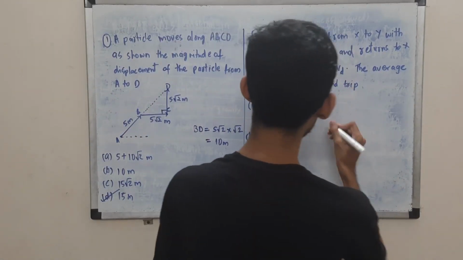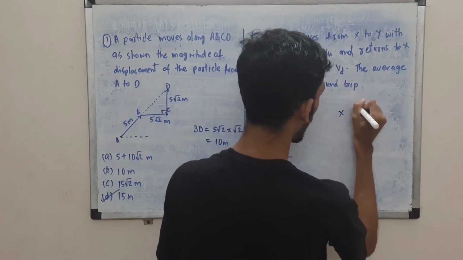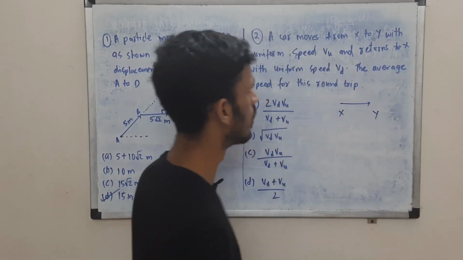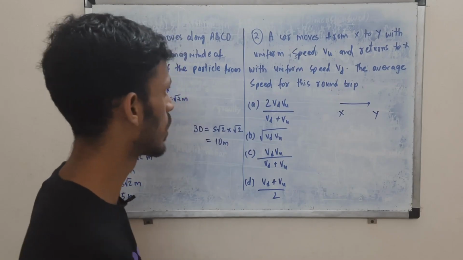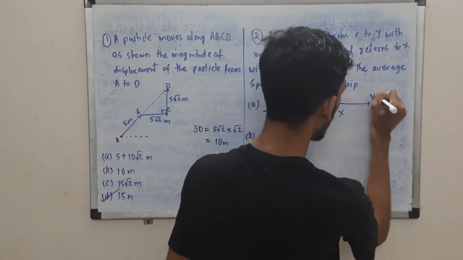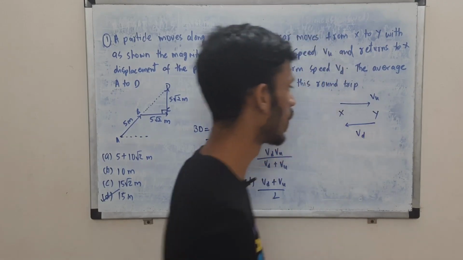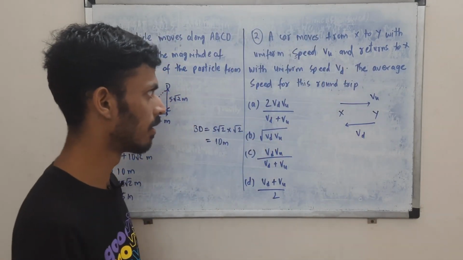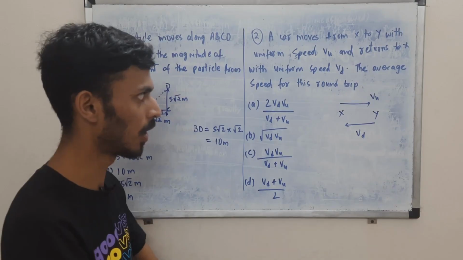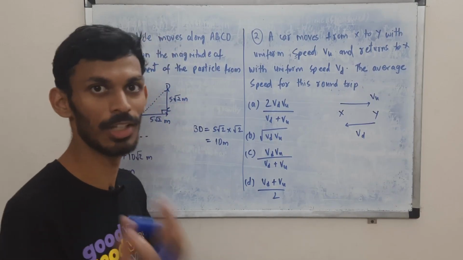Here we have a car which is moving from X to Y. Initially it is going from X to Y with a uniform speed Vu, and on the return journey it is coming with a speed Vd. You are supposed to tell what is the average speed for this round trip. Okay, the average velocity would have been 0, right?